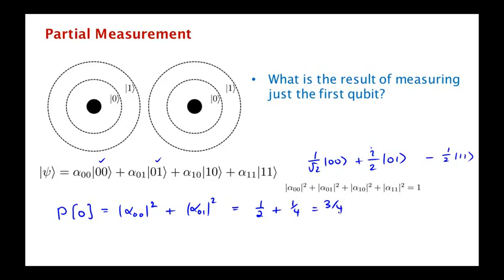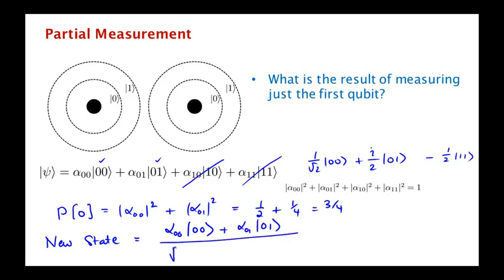Now, what's the new state if you happen to see a 0? Well, the answer is really quite elegant. What you do is, if you happen to see a 0, then what you end up doing is discarding all the parts of the superposition which are incompatible with the answer. So you discard these parts of the superposition. And so what you're left with is this superposition, but it's not normalized. So you just normalize it. So the new state will be alpha 00 |00> plus alpha 01 |01> divided by the square root of |alpha 00| squared plus |alpha 01| squared.